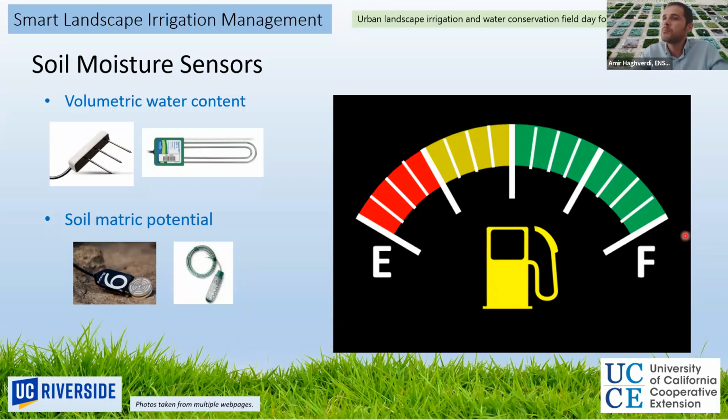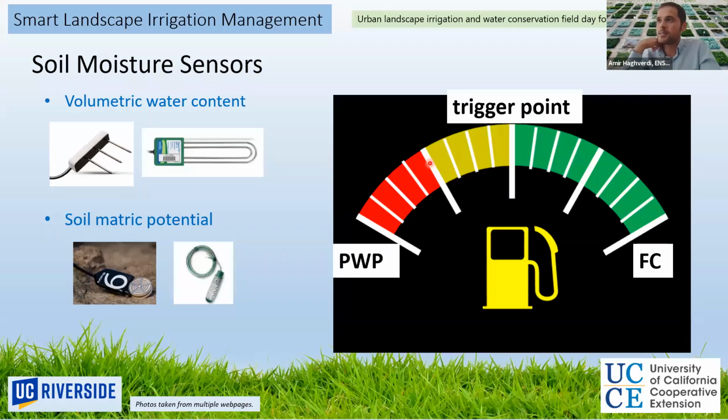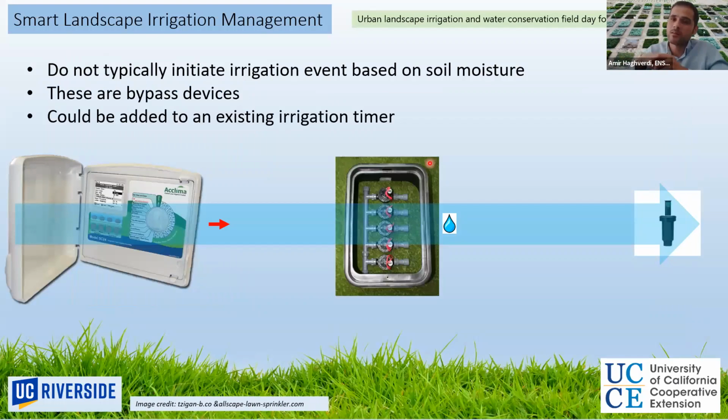So soil moisture sensors help us with this. Full here would be field capacity, not saturated soil, and empty would be permanent wilting point. So we want to get this tank refilled when we are at a place that we call the irrigation triggering level, okay? And that is a point that you need to program in the controllers for each soil moisture sensor that you have installed in your lawn.